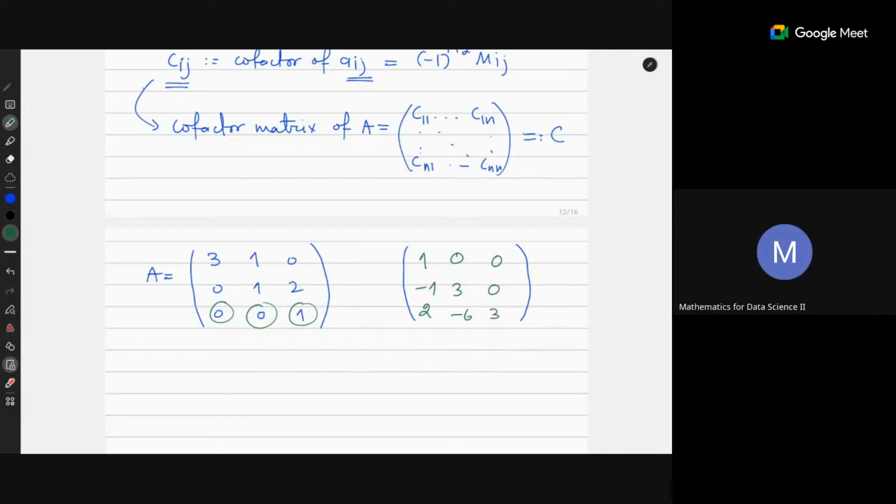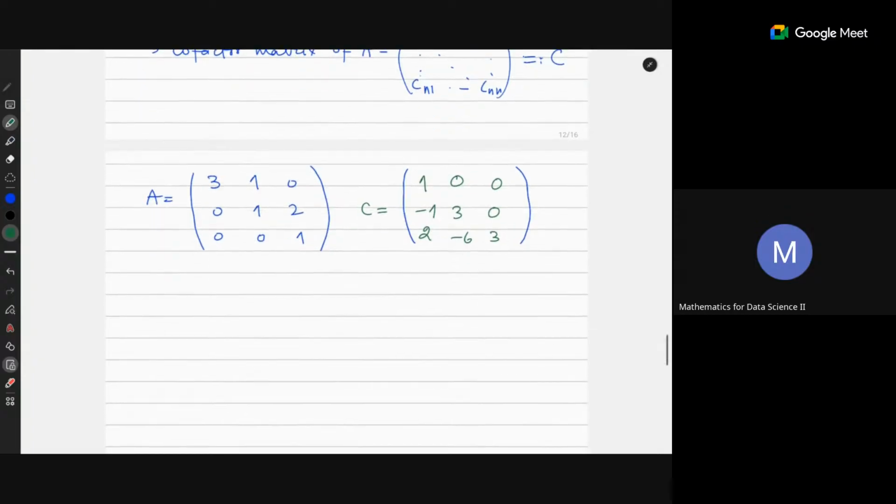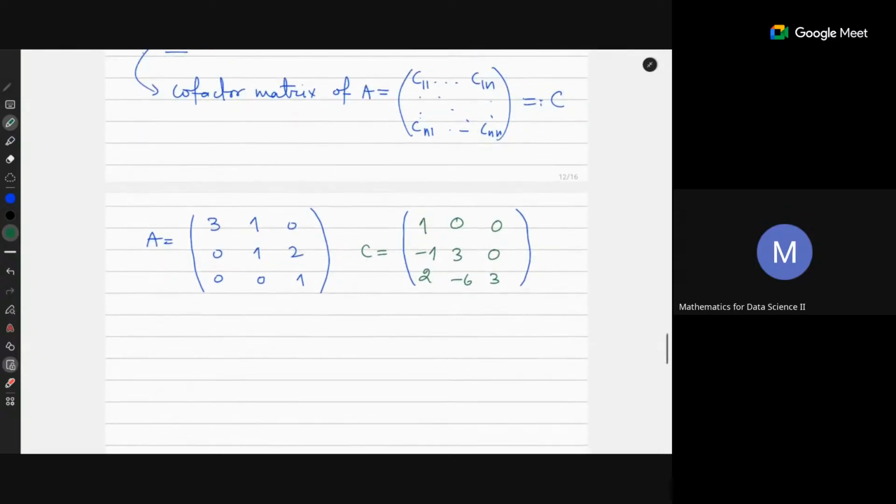Okay, so I have written down the cofactors in matrix form. That means I have obtained a cofactor matrix, so C is the cofactor matrix. All right, so now you know how to find the cofactor matrix of a given matrix. This is not a tough thing.